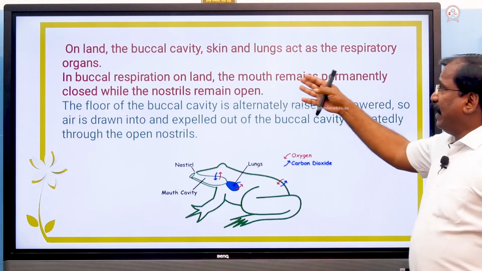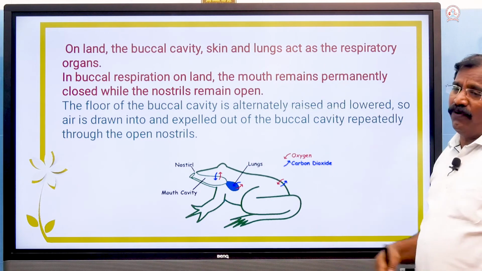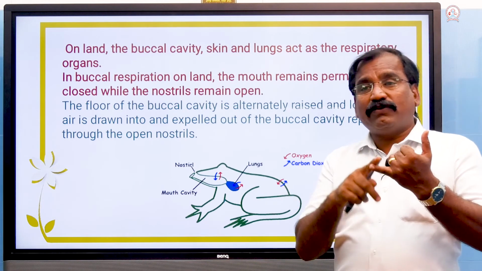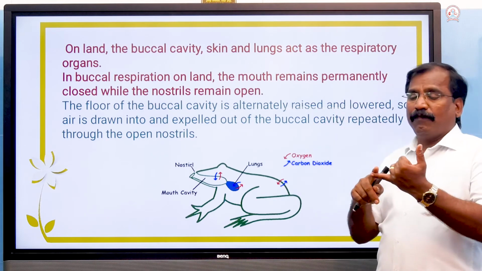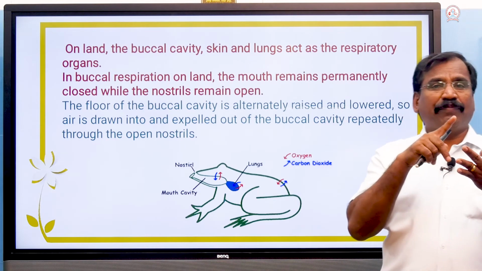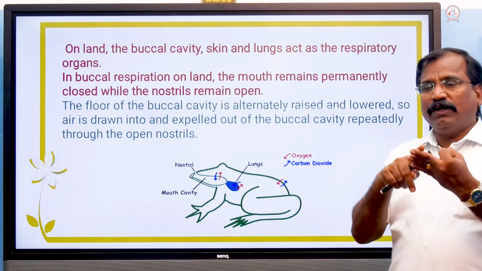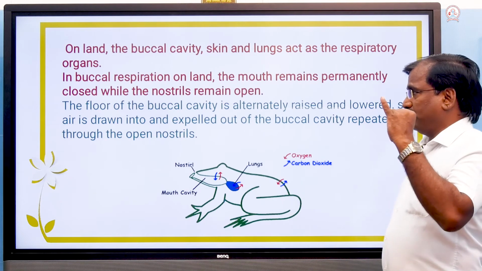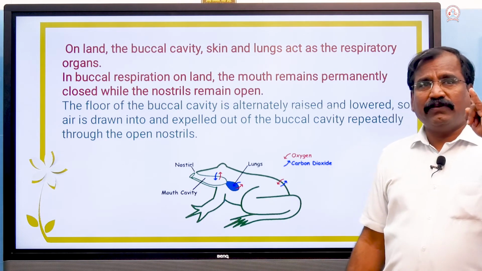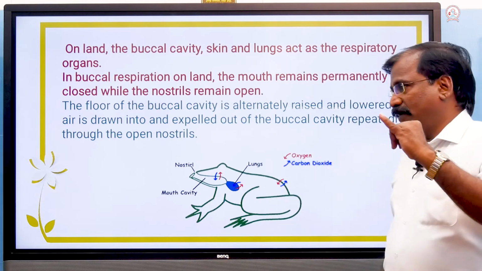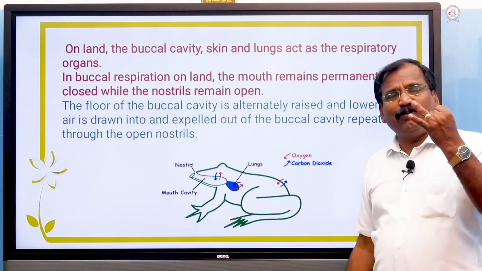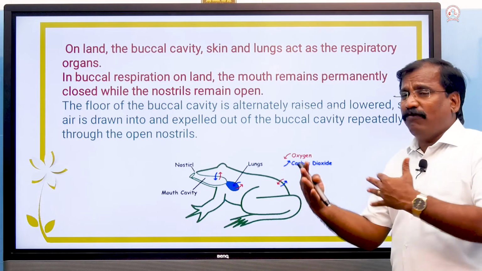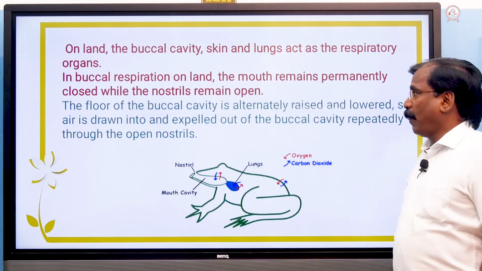Listen. Buccal cavity, skin and lungs, all the three. The skin is also used when it is on land. Buccal cavity and lungs. Respiration through the lungs is called pulmonary respiration. Respiration through the buccal cavity is called buccal respiration. Respiration through the skin. All three modes are used when the animal is on land.